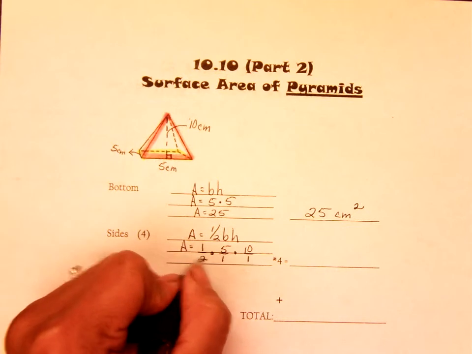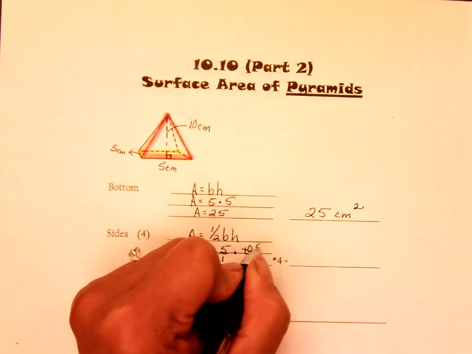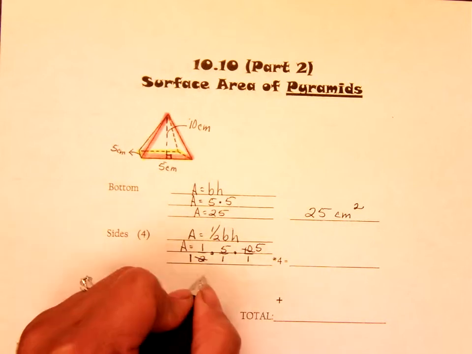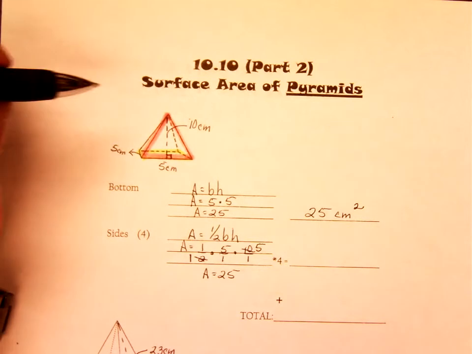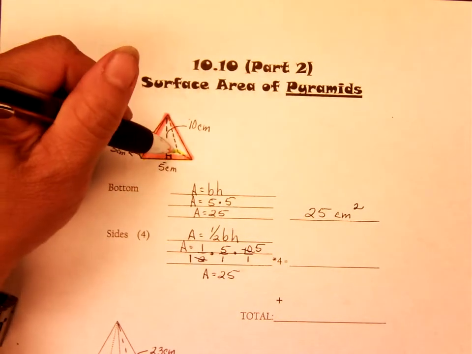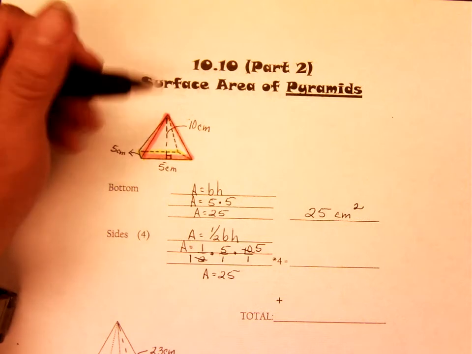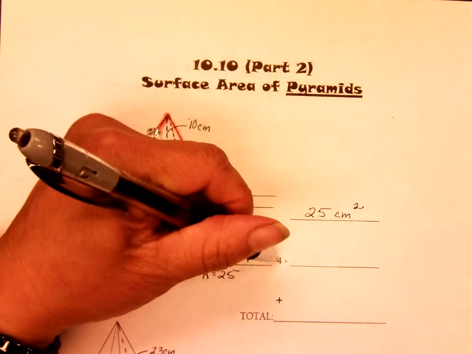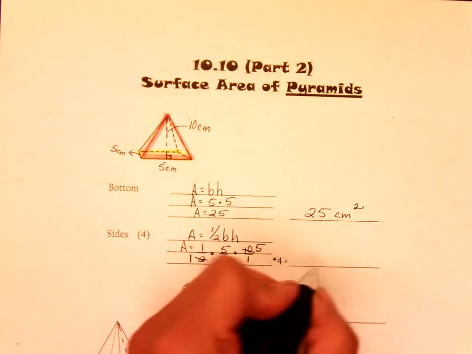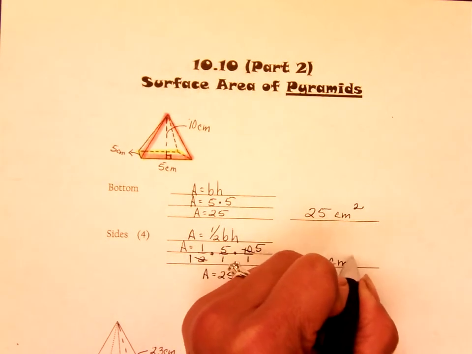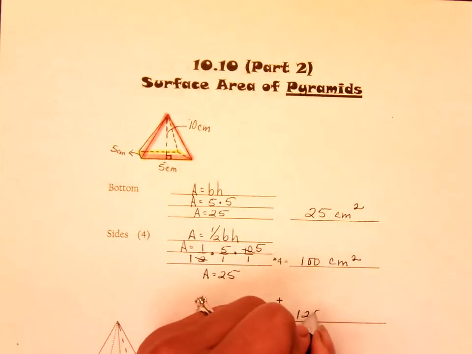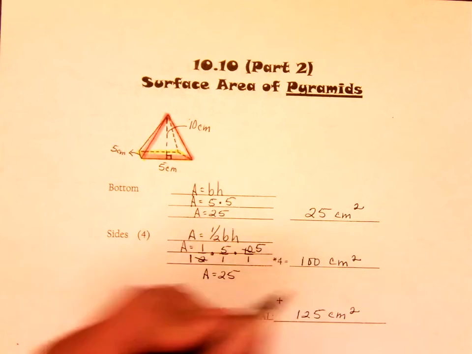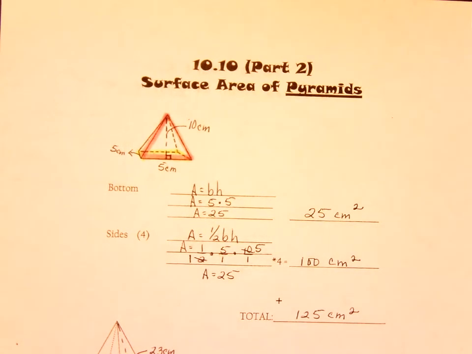Okay, you can cross reduce. 2 goes into 2 once, 2 goes into 10 5 times. 5 times 5 is 25, so area is equal to 25. Now there are 4 sides to a pyramid because the rectangle has 4 sides. So you're going to multiply 25 times 4, which equals 100 centimeters square. Once you have all of that, you're going to add. So the answer is 125 centimeters square is the surface area of a rectangular pyramid for this one.